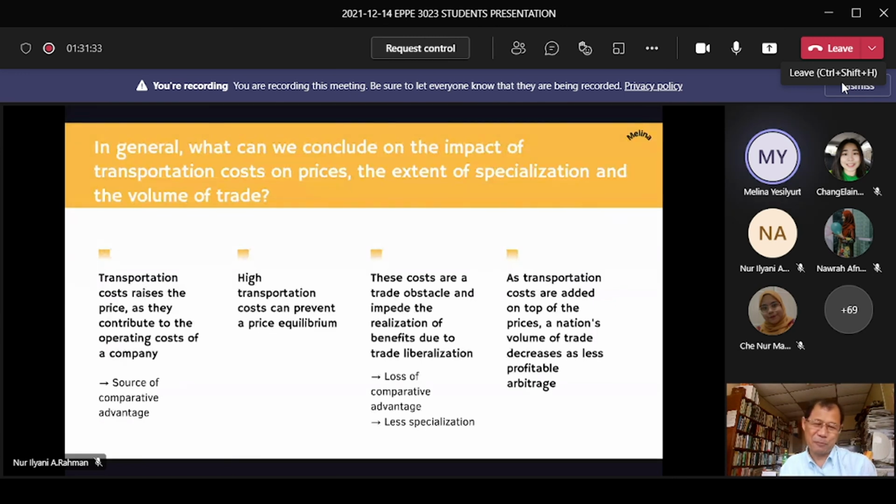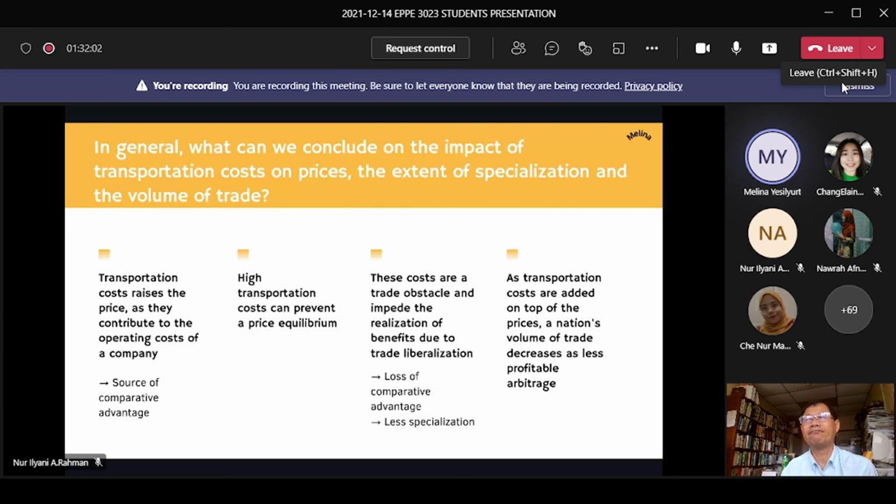Yeah, that's the main point. And more or less as a consequence of the three previous points, since the transportation costs are added on top of the prices, a nation's trade volume will decrease as there is less profitable arbitrage. It is to be said that if we increase transportation costs by 10%, the nation's trade volume will decrease by 20%. So it is not even a linear relation.